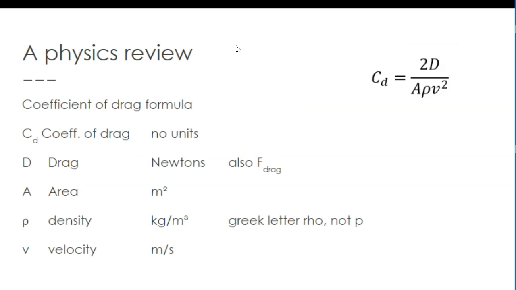This is the coefficient of drag formula. Remember that the coefficient of drag is a ratio, so it has no units, and that D stands for drag. It's also the force of drag, and it's measured in newtons. A is for area in square meters, and we'll talk more about that in just a moment. Rho is density, and that's kilograms over cubic meters, and it's the Greek letter rho. It's not a letter P. And V stands for velocity in meters per second. You will be calculating the coefficient of drag.